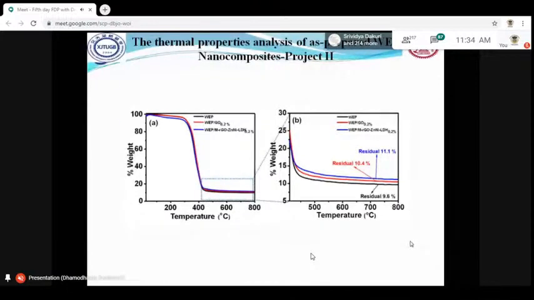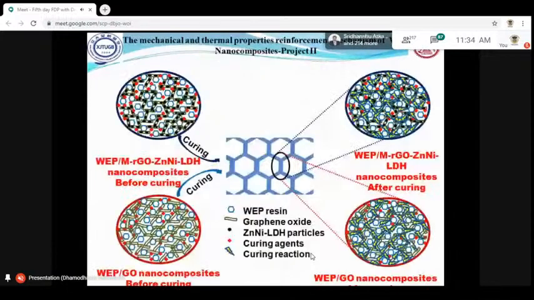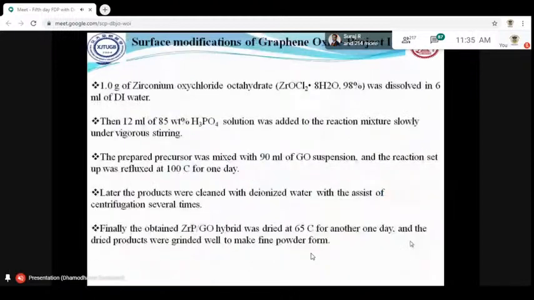So it is the same reinforcement mechanism, for better understanding: due to better interfacial interaction, because of homogeneous dispersion and better covalent bond formation. And this is my third project.